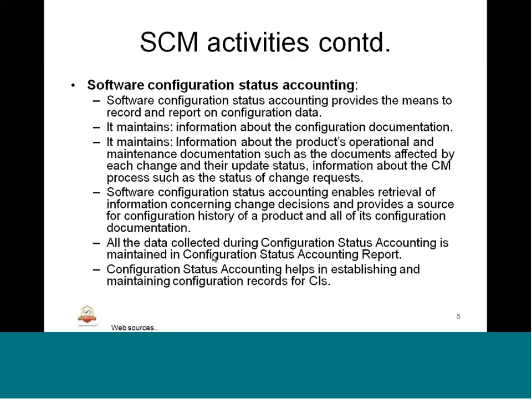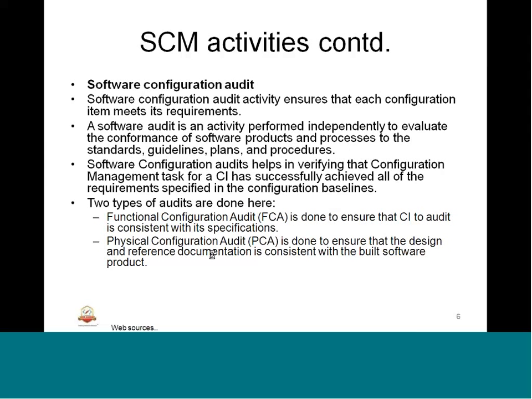The next activity we went through, the last one in the same activity, is the software configuration audit. So how the configuration accounting and the CIs are getting maintained. There is an independent audit conducted by a few auditors. It can be from the same organization or from an independent team or outside, or it could be from the customer also. So there is a representative. He will have his own checklist and guidelines against which he will go through, and all these guidelines, standards, plans and procedures will be part of the plan.